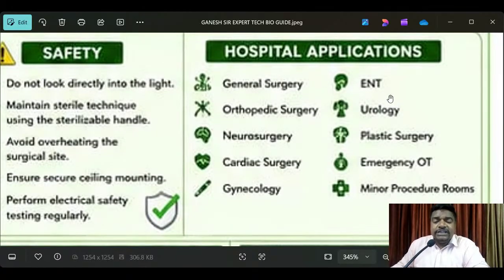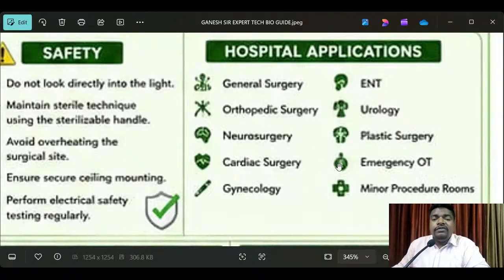Hospital applications here, listen carefully, my dear engineers. General surgery, orthopedic surgery, neurosurgery, cardiac surgery, gynecology, ENT, urology, plastic surgery, emergency OT, and minor procedure rooms, etc. So these are the places.